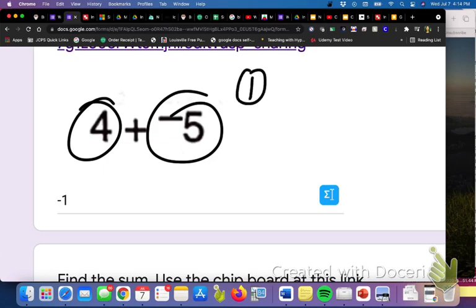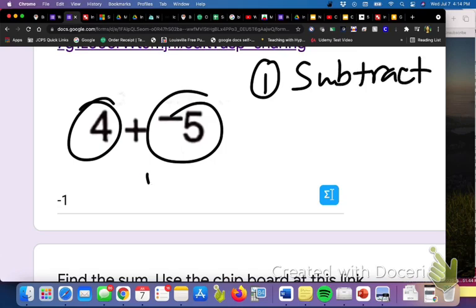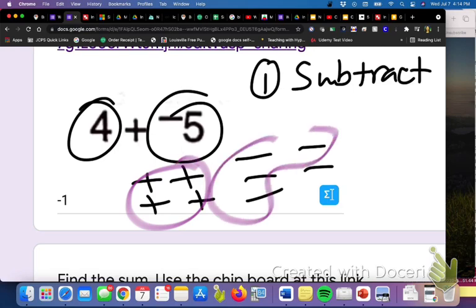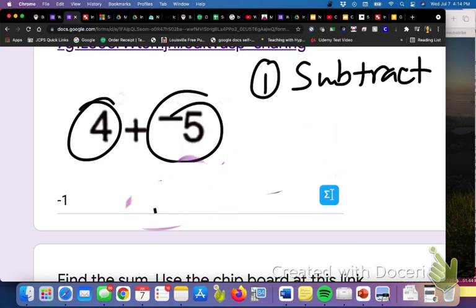So the first step is whenever you are combining 2 numbers that have opposite signs, the first thing you're going to do is subtract them, because you need to figure out, for example, if I have 4 positives and I have 5 negatives, how many are going to be left over, right? So the first thing you need to do is subtract to figure out how many are left over. So in this case, it would be a 1. So step 1, we're going to subtract.